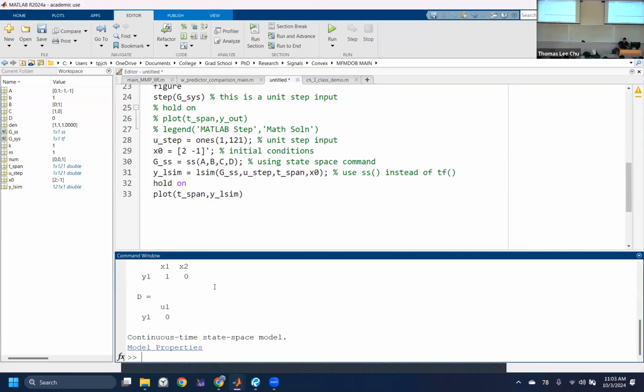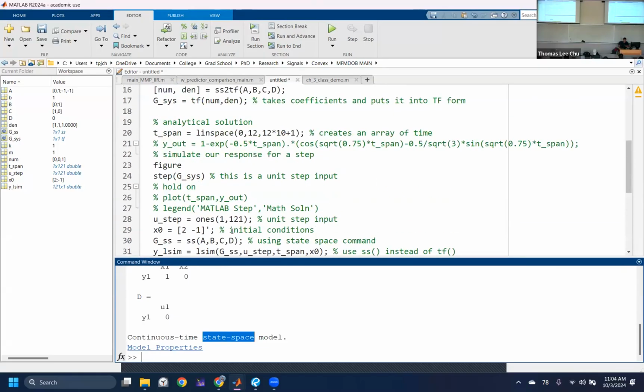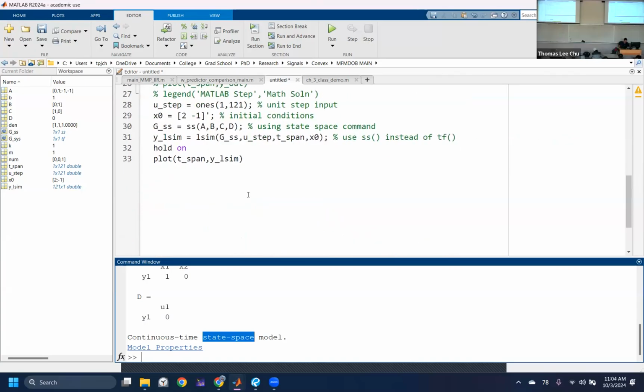Then this is what state space looks like. It just puts your variable into the state space and tells you it's a continuous time state space model. So I know I just gave you a lot of different things, but this is how I code live. So it's a little bit easier to follow, and I'll upload this.